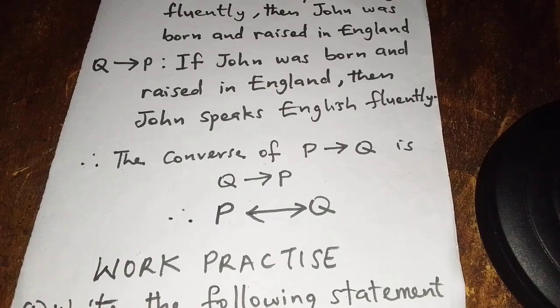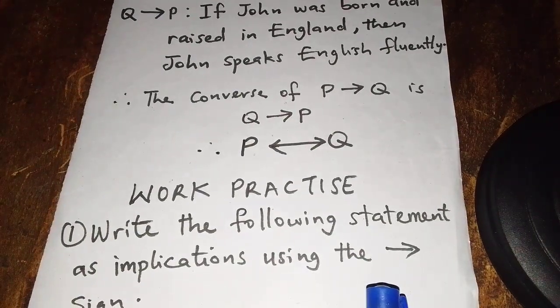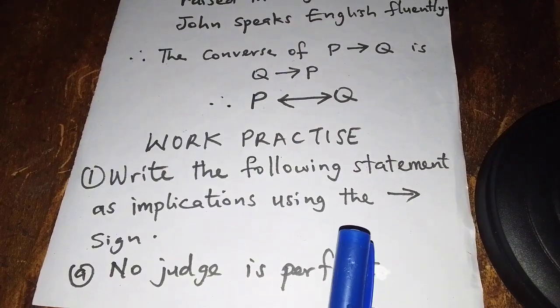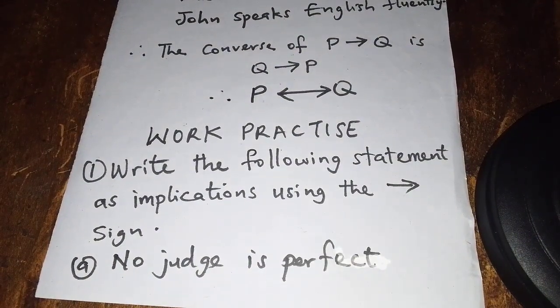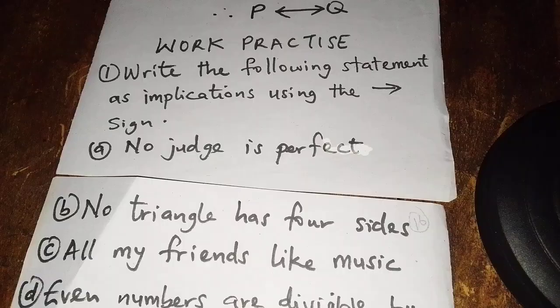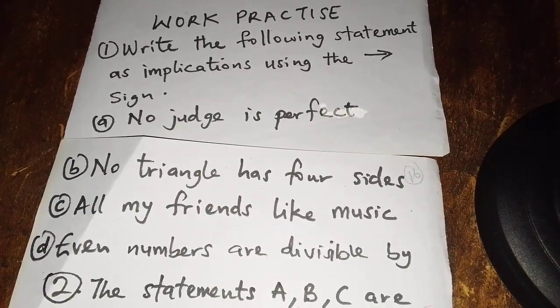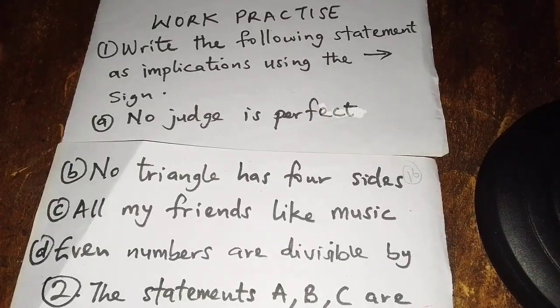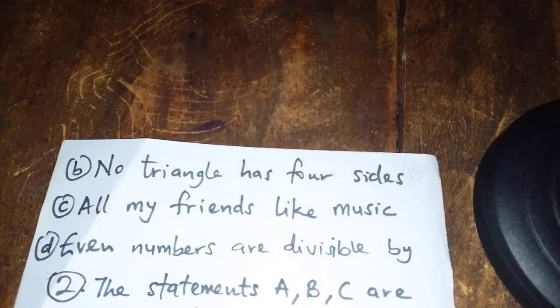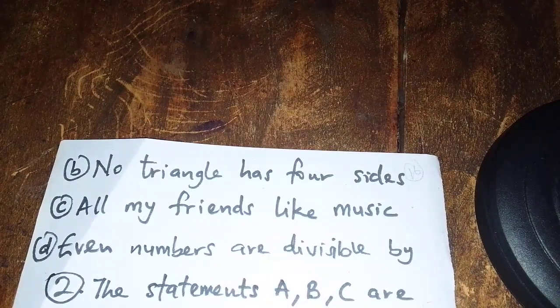Now let's look at the practice work. Write the following statements as implications using this sign. A. No judge is perfect. B. No triangle has 4 sides. C. All my friends like music. D. Even numbers are divisible by 2.